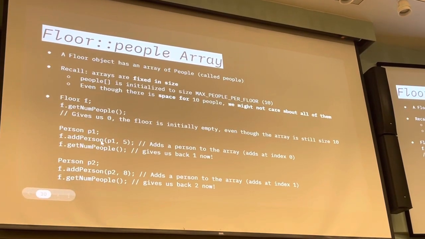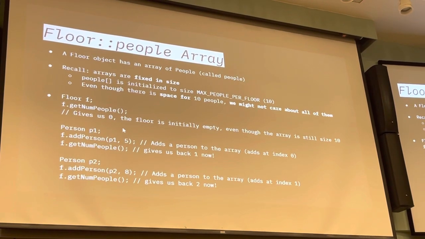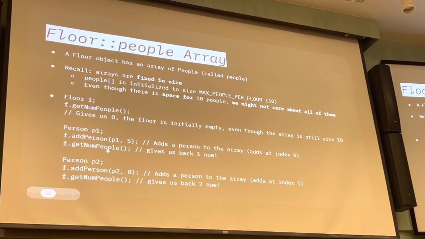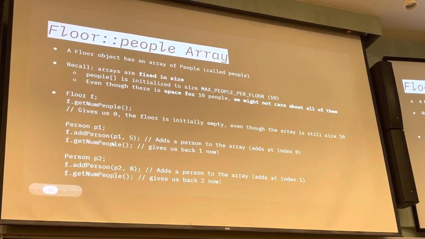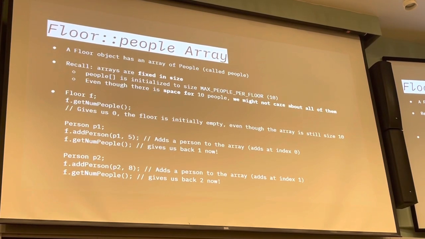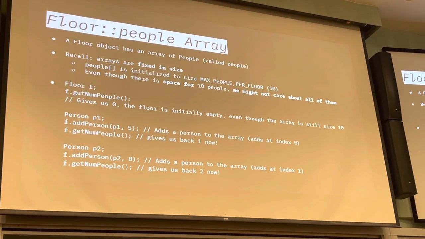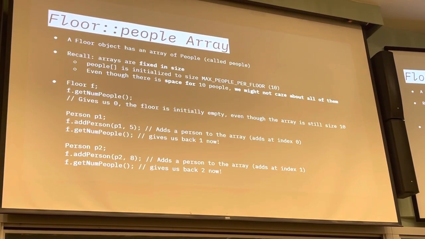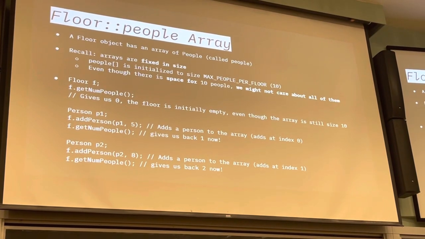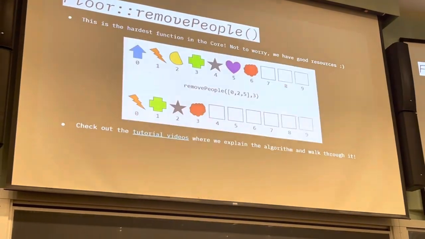If we add a person, then we're going to add a person to index 0 of our people array. So now, if we try to get the number of people, that should return 1, because we just added someone to the floor. And we could do this a bunch of times. You'll see in the next example, we add another person, and now getNumPeople is going to return 2. So each time we add someone, it's going to update the number of people, and it's going to update a couple of other things too, as we talked about in the other functions.